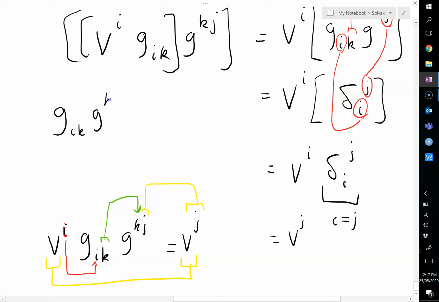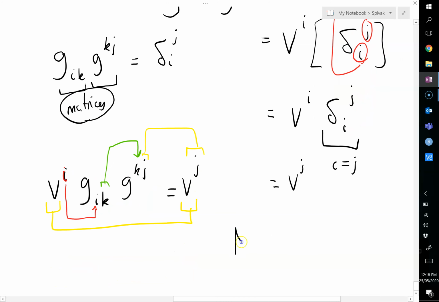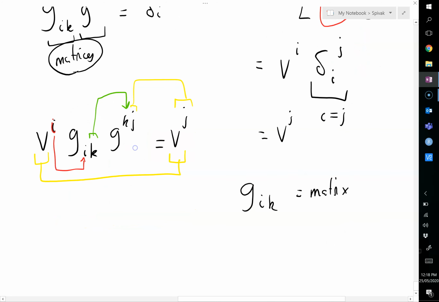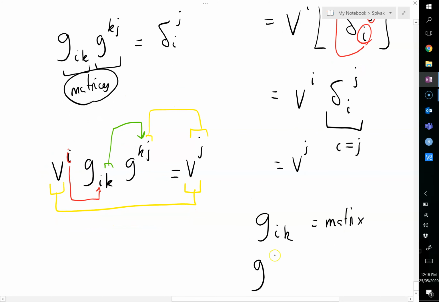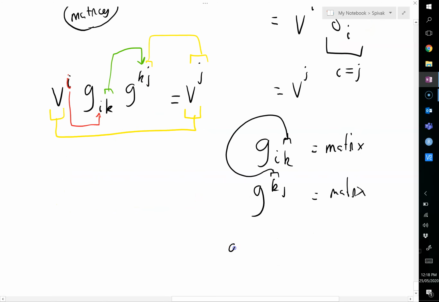G^IK G_KJ equals delta IJ. The other way of thinking about it is that if you interpret these symbols here as matrices, then they are matrix inverses. So the matrix, it doesn't matter, I can just write it out, G^IK, as a matrix multiplication by G_KJ. See how we're summing over the columns and the rows here? So it corresponds to regular matrix multiplication as a matrix. These guys are matrix inverses.